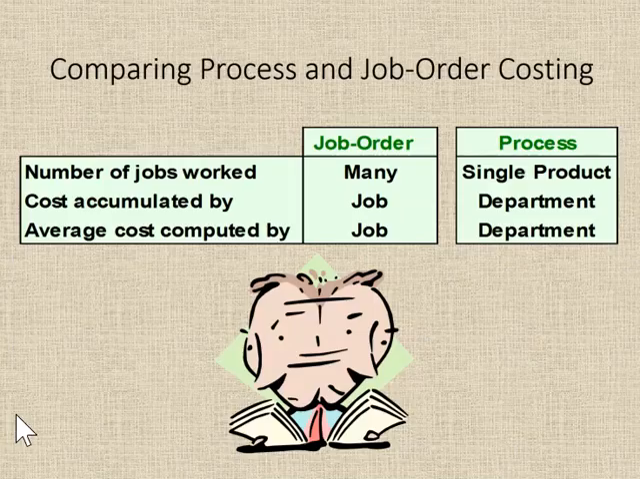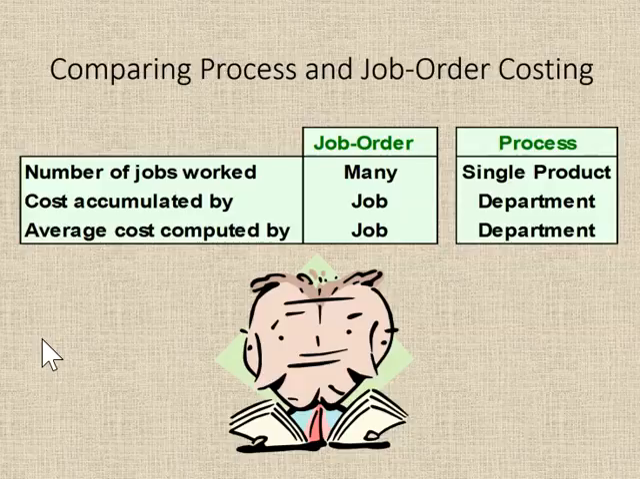So here's a slide that compares the differences between job order and process costing. The costs are accumulated by the job in a job order cost system, and by the department in a process system. So if you think of building a house, you can see how easily you can accumulate costs for a particular house, even though you might be building more than one house at a time. But if you're Coca-Cola, the cost would be accumulated by department working on each current batch.